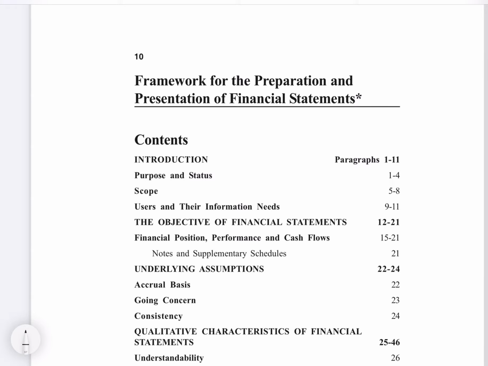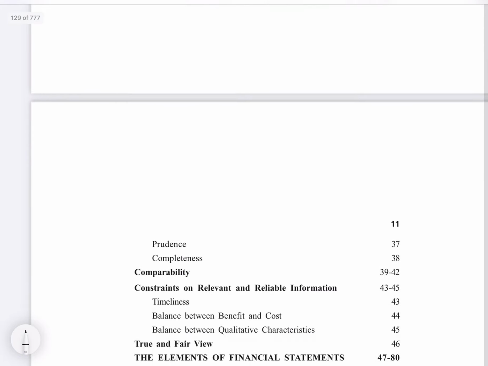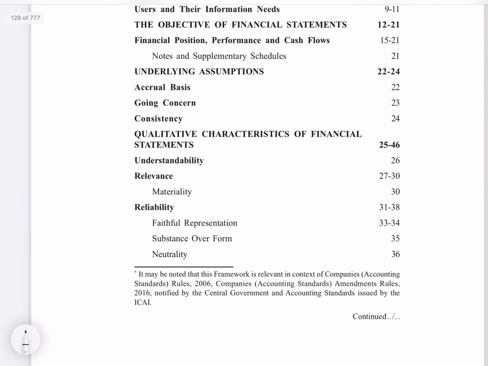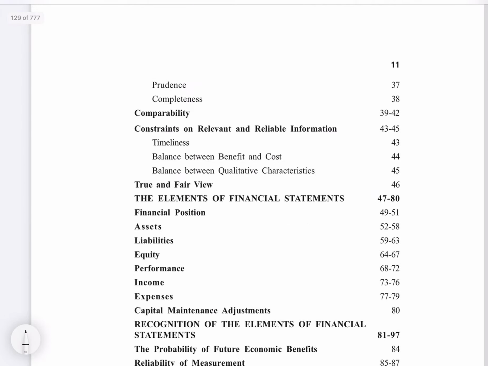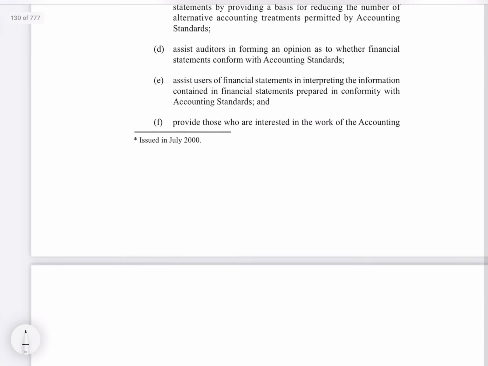and when the standards came into the picture, the first underlying assumptions, underlying objectives for the introduction of accounting standards came, so that we may understand what is the purpose, what is the aim of the accounting standards. So we will first understand the framework for the preparation and presentation of financial statements. So when we say this, we should understand for whom we are preparing those financial statements.